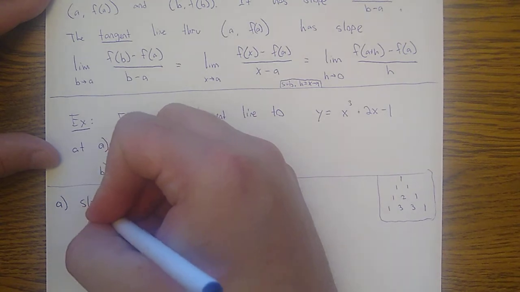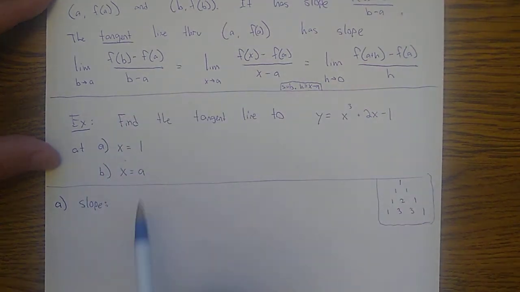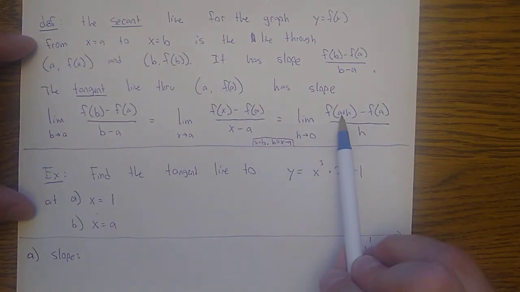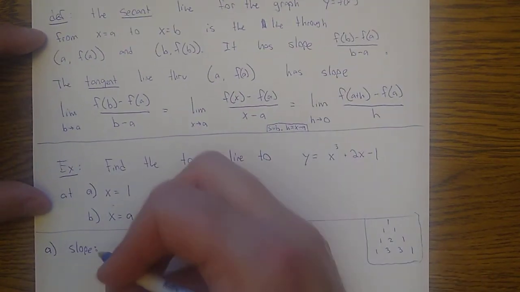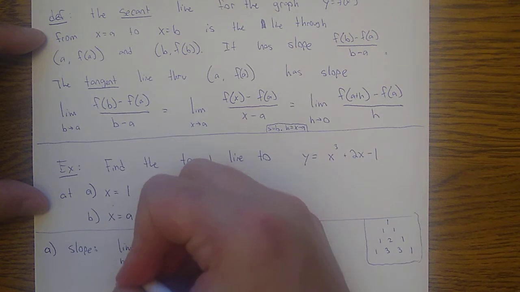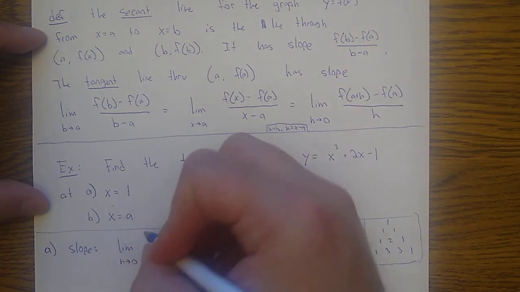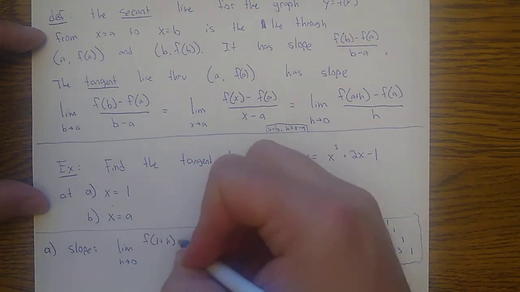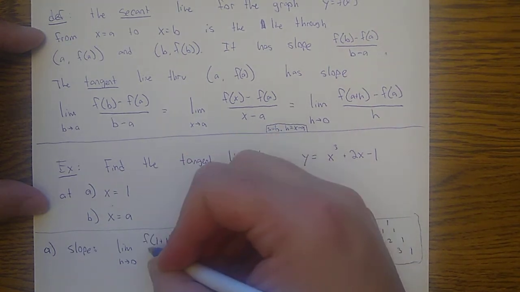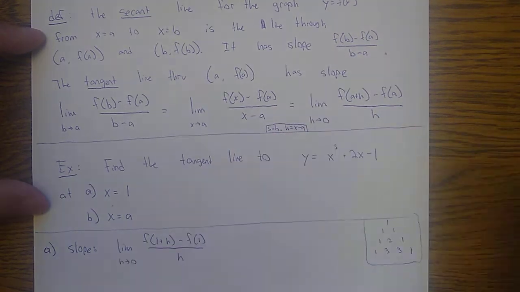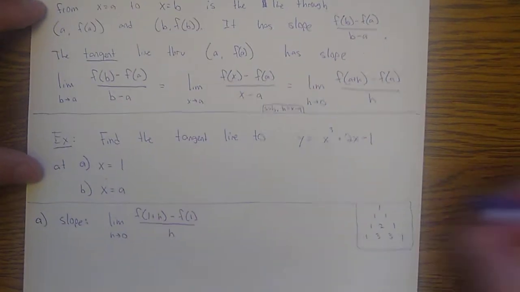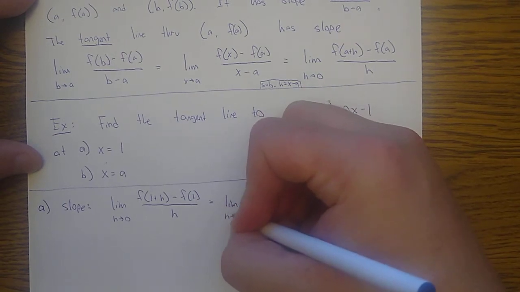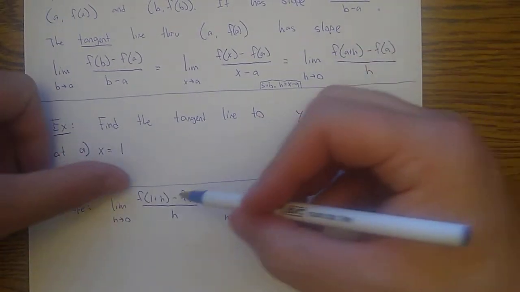I'm going to put in 1 for a here. So the limit as h goes to 0, f of 1 plus h minus f of 1 over h. That's the first thing I'm doing. So that's the limit as h goes to 0.